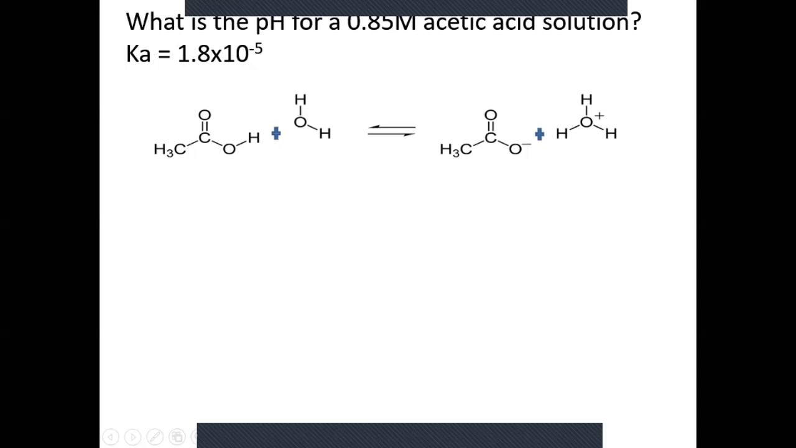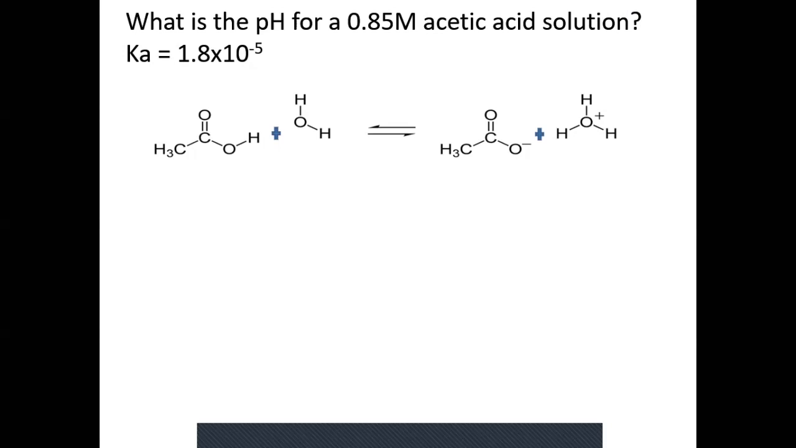So let's say we want to calculate the pH for a 0.85 molar acetic acid solution. What you should note here is that the concentration is roughly 10 to the negative 1. The Ka is 10 to the negative 5. If you take 10 to the negative 1 divided by 10 to the negative 5, you're going to get a factor of 10,000. So you should feel confident that you can use the approximation here.